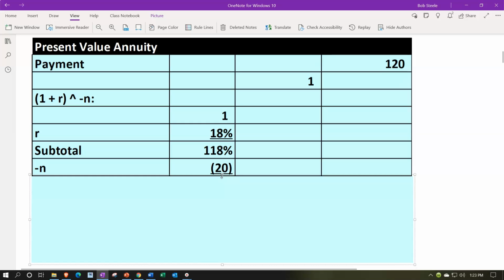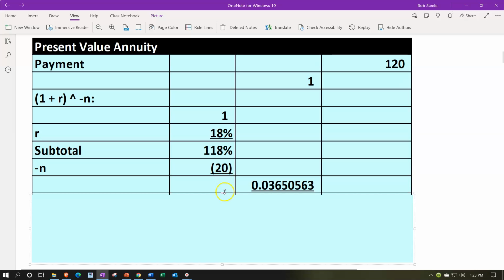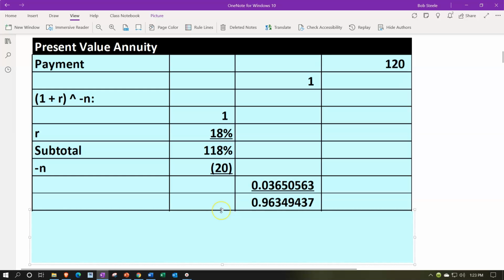I won't pull out the financial calculator to do this, but just remember that you need a calculator that you can take to the power of negative 20 with. Practice that if you're not used to doing that on a test, and you expect that you might need to do that on the test. And then the 118% to the power of negative 20 gives us 0.036505661. Then the 1 minus the 0.036505663 will give us the 0.96349437.